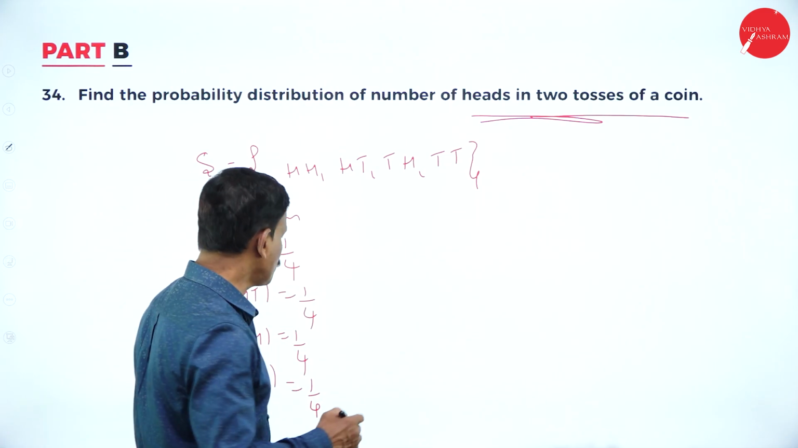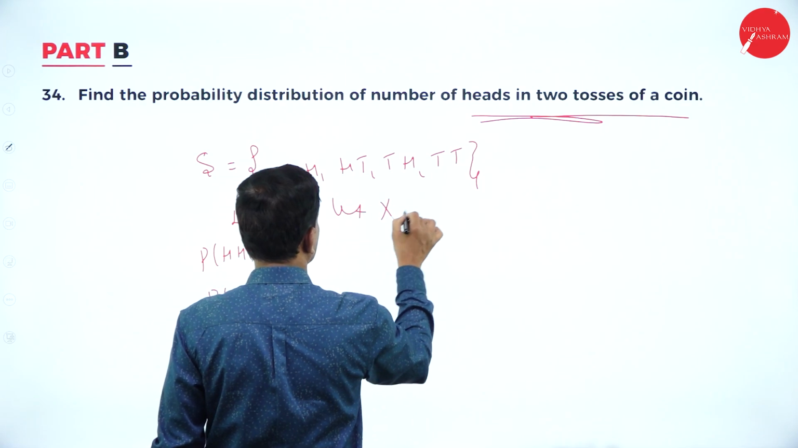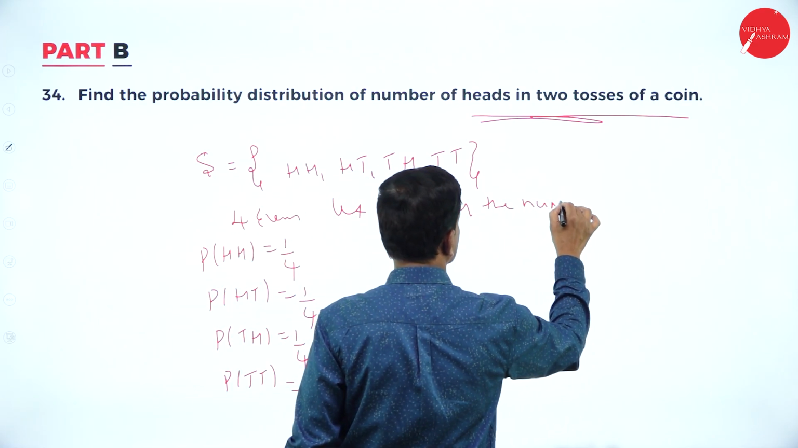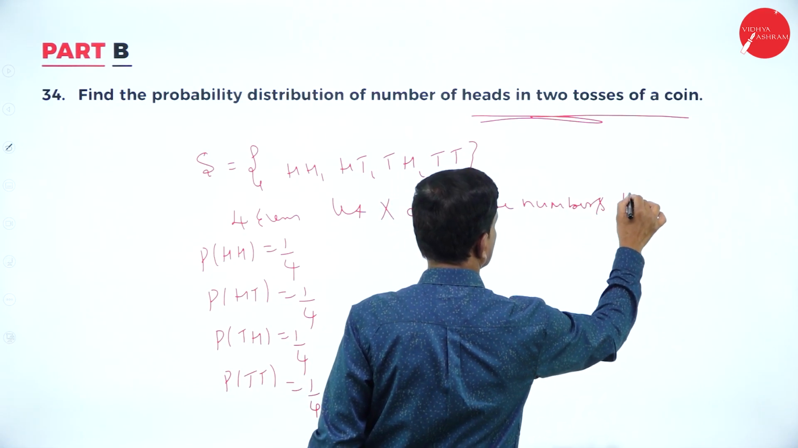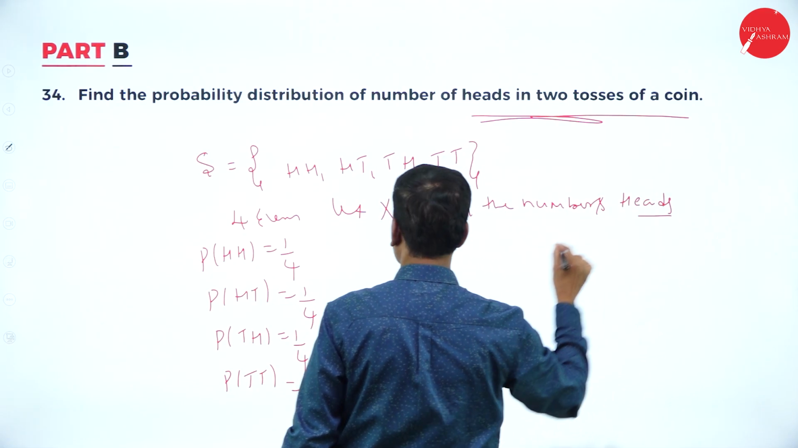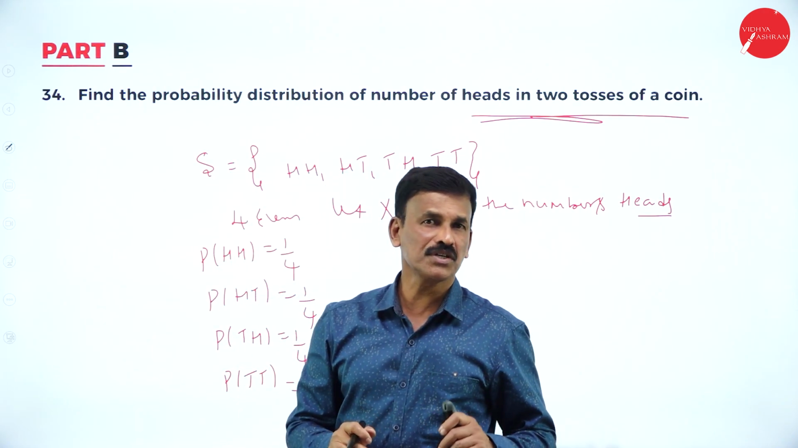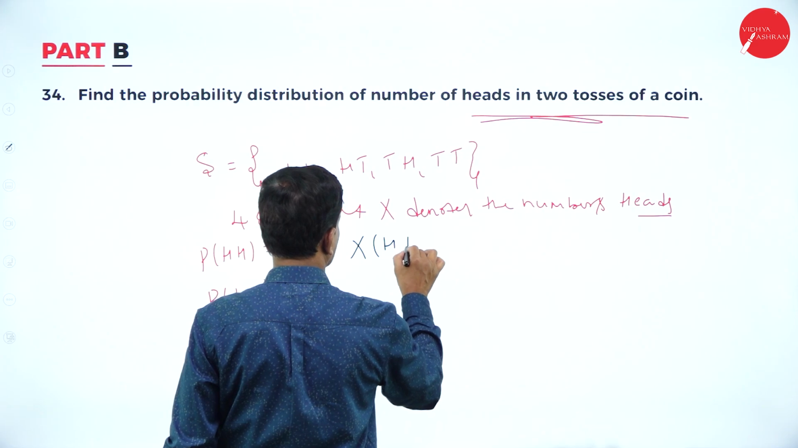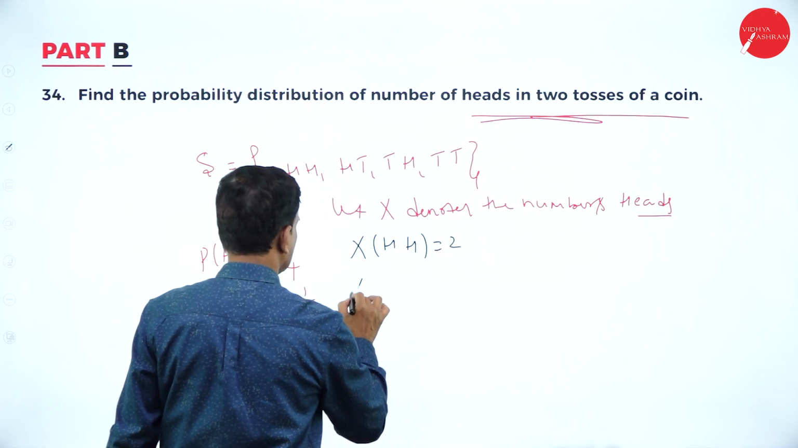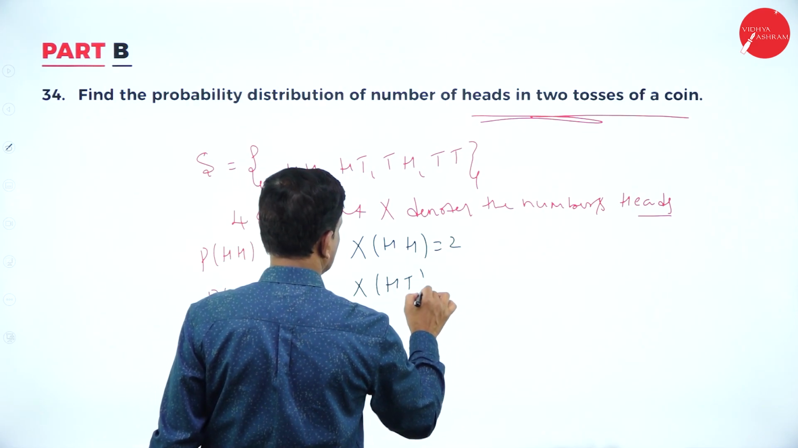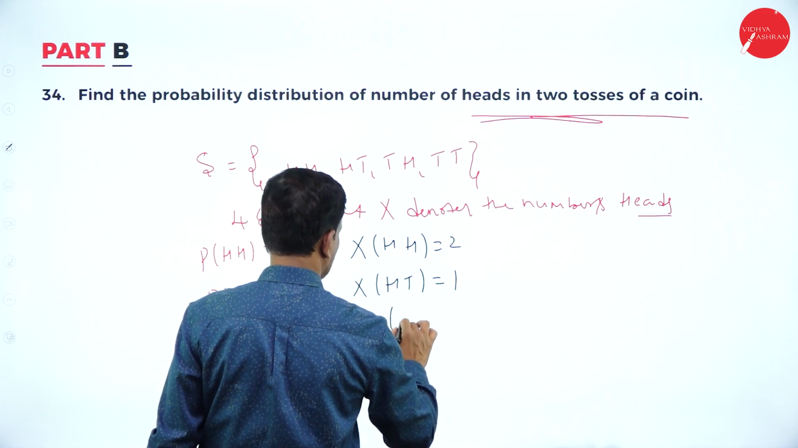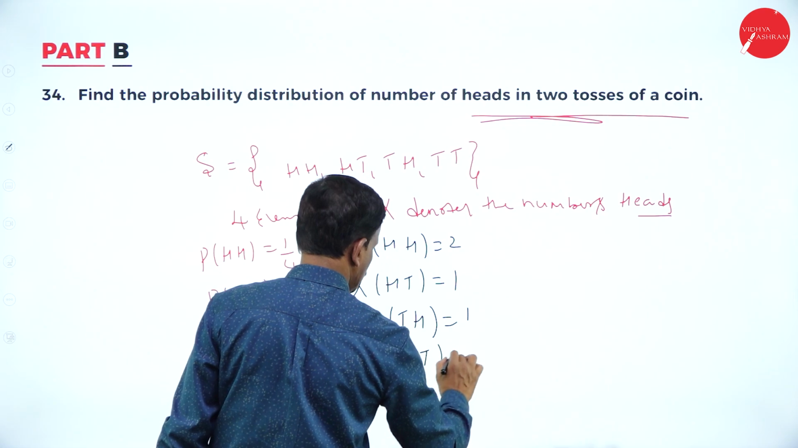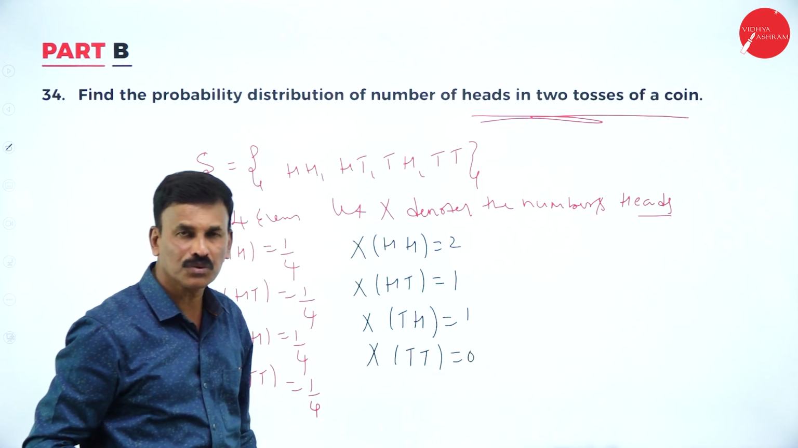Suppose X denotes the number of heads. Then X of head and head: how many heads are there? 2. X of H and T is 1. X of T and H is 1. X of T and T: how many heads are there? There is no head, so 0.